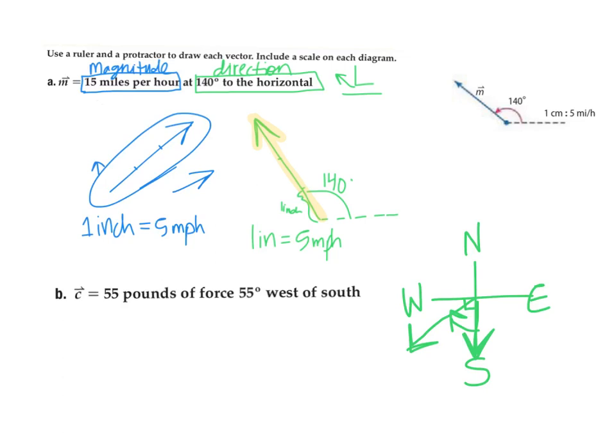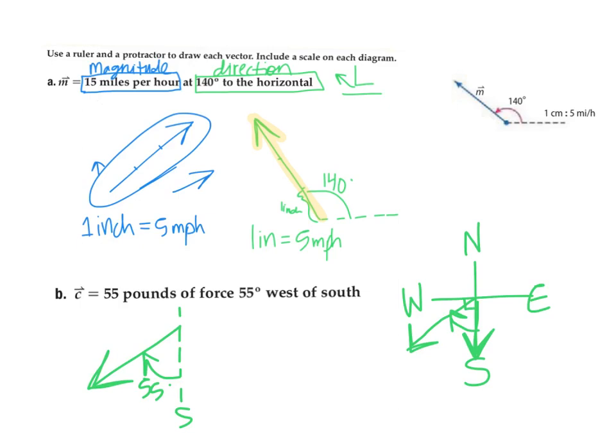So I'm going to redraw that right here. This vector that I have just drawn is about 55 degrees west of south. I'm going to do a little dotted line here, and I'm going to show that this is south. And so I'm going to label this right here as being 55 degrees. So that vector is 55 degrees west of south.